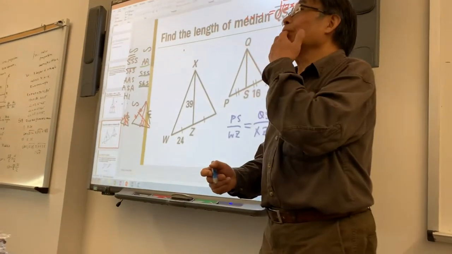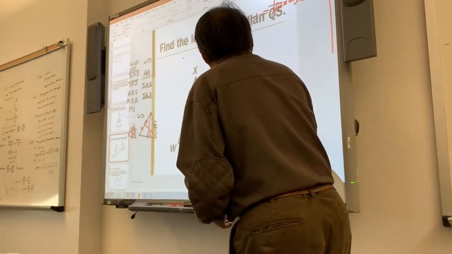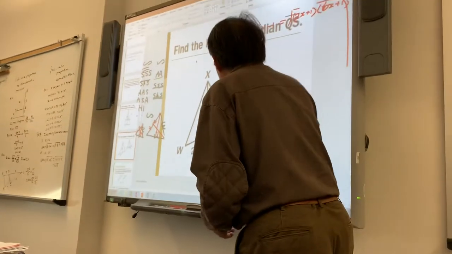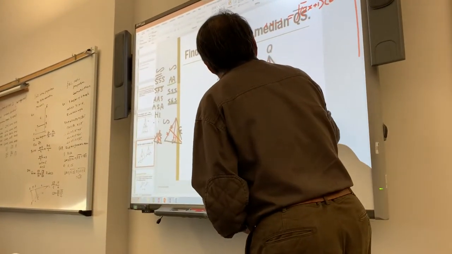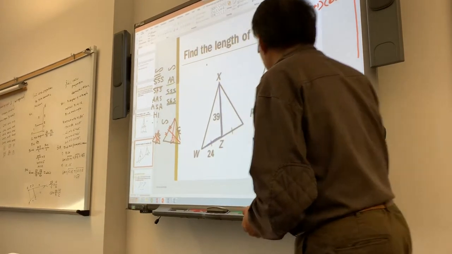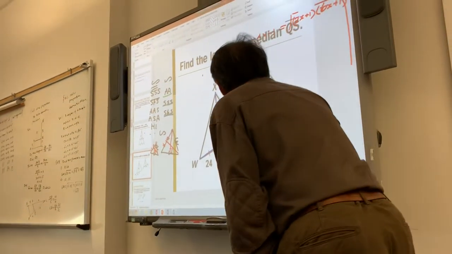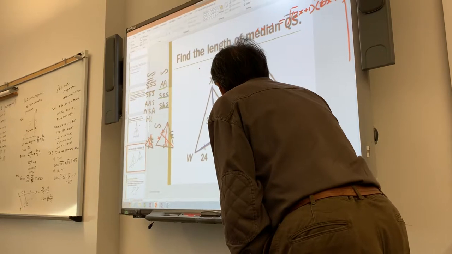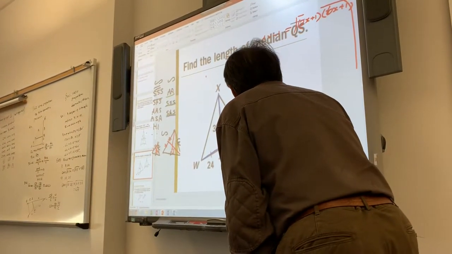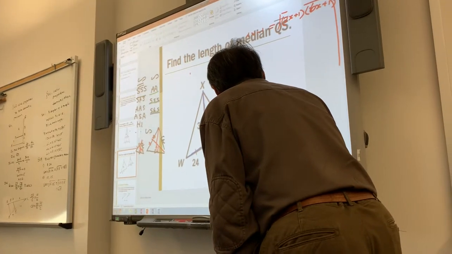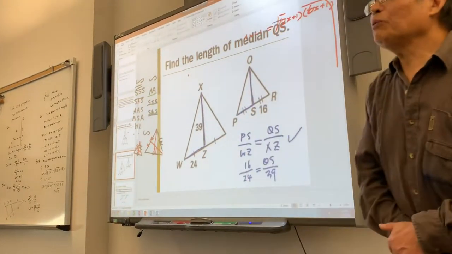Do you understand, please? Yep. PS over RS is the same. So PS over WZ equals QS over XZ. You plug in: PS is 16, WZ is 24, QS over XZ is 39. Is that okay for everyone, please?